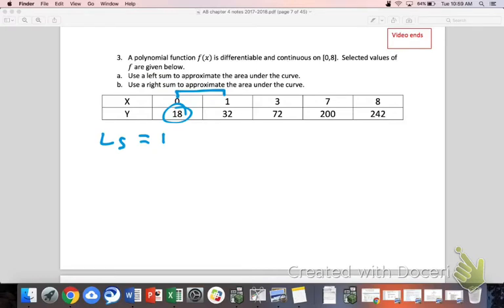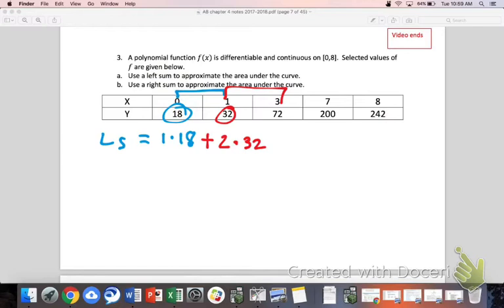Does that make sense? So you don't have to draw a picture here. You could just say 1 times 18 based on that kind of thinking. And then you could say the next interval goes from 1 to 3, and so the base length there is 2, and I'm going to use the left height. So 2 times 32.